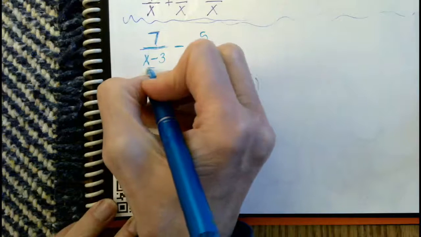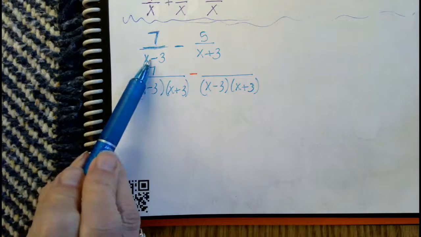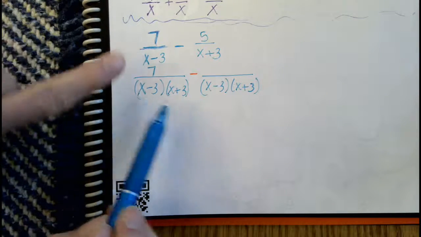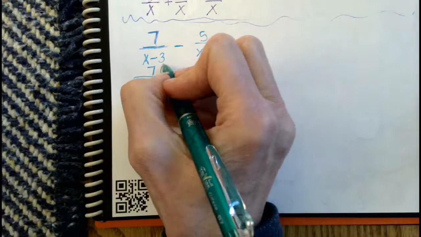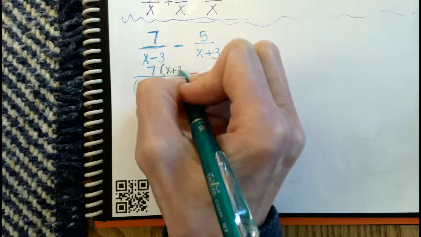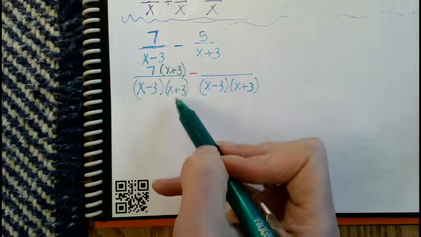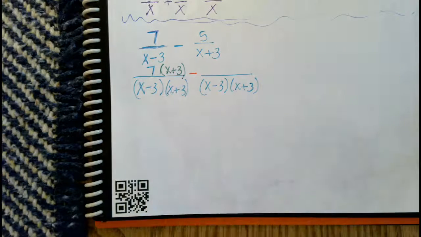Because the 7 is still there. But what we had is an x minus 3 in the denominator, which we still have. But now we have an additional x plus 3. So we're going to put the x plus 3 in the numerator. Don't cancel this out. This x plus 3 over x plus 3 is a fancy form of 1. We're using it to find a common denominator.